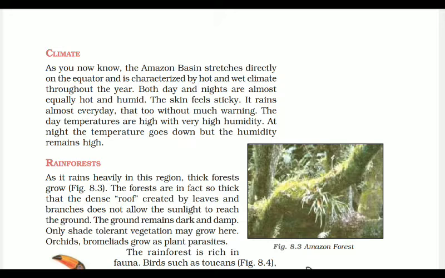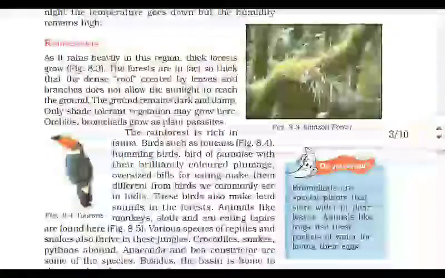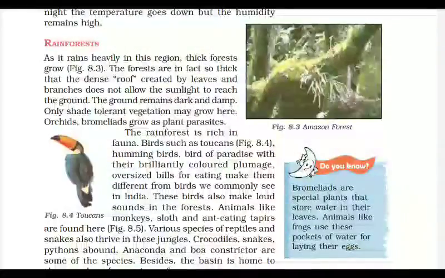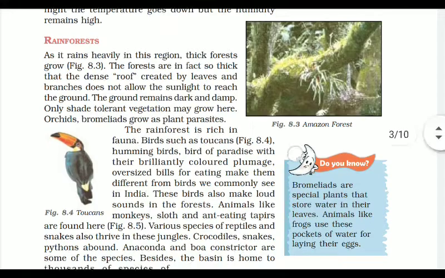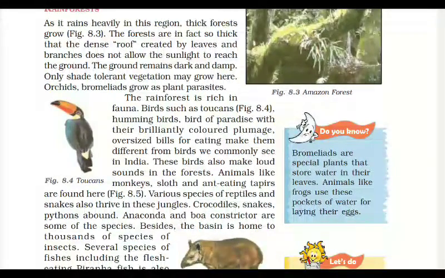The day temperatures are high with very high humidity. At night the temperature goes down, but the humidity remains high. Now let's talk about the rainforest. In the rainforest it rains heavily, so they are thick forests. The forests are in fact so thick that the dense roof created by the leaves and branches does not allow even the sunlight to reach the ground. So it's very difficult to see even in the day, it is that dark. The ground remains dark and damp. Only shade-tolerant vegetation may grow here. Orchids and bromeliads grow as plant parasites.